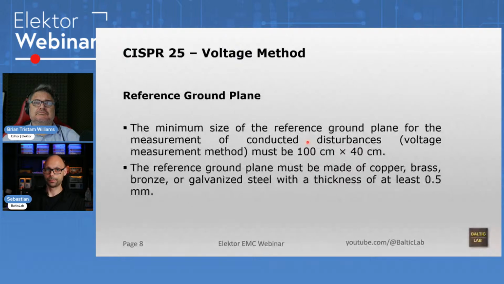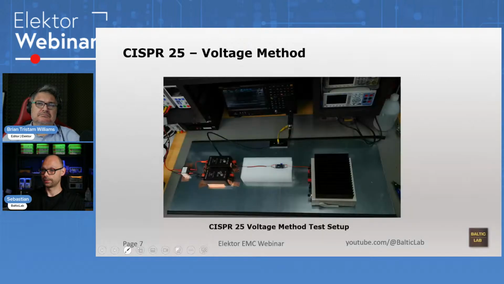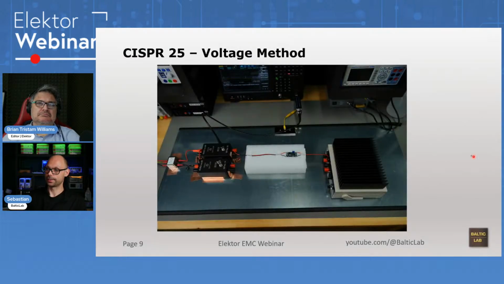The reference ground plane's material and thickness is also determined by the standard. It must be made of copper, brass, bronze, or galvanized steel and have a minimum thickness of 0.5 millimeters. I think I put it in there again. Yes. In my case, it's exactly 100 by 40 centimeters, and the material is galvanized steel.